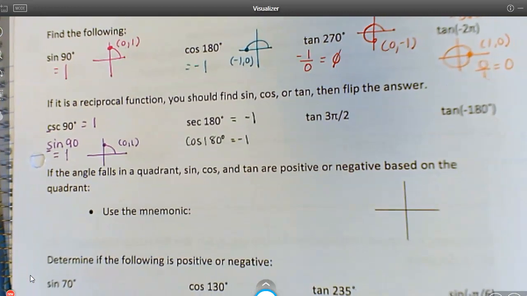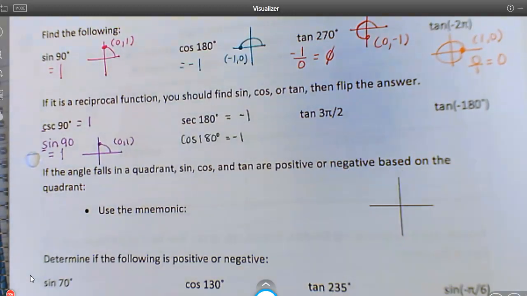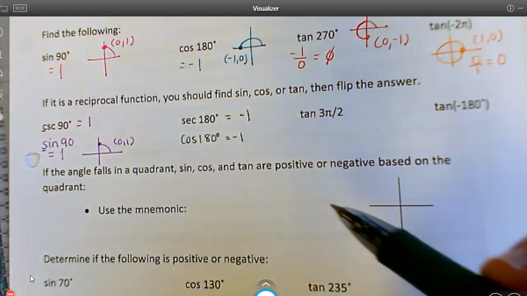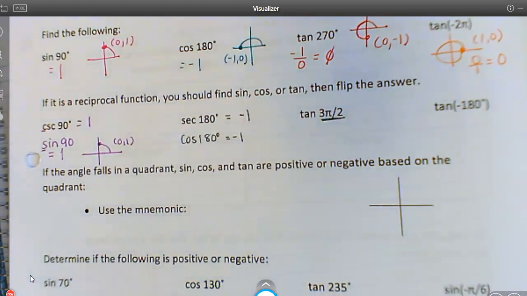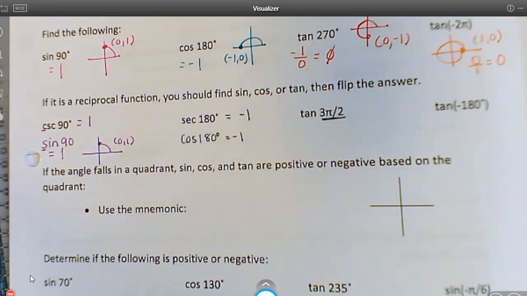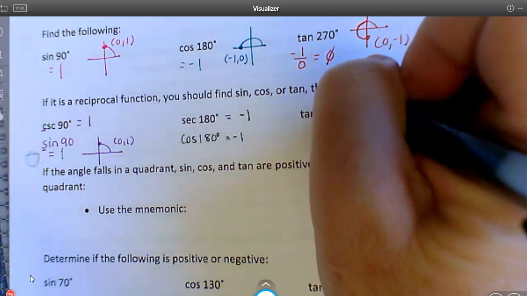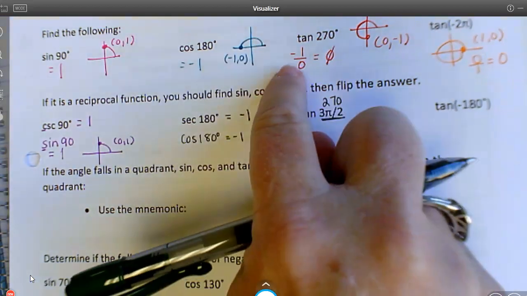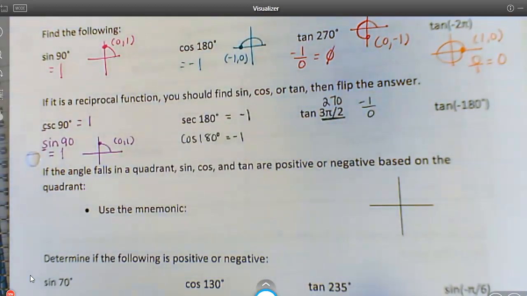Okay, the next one says tangent of 3 pi over 2. We're going to make it cotangent, just so that you can see how to do that one. But let's just talk about it first. So, tangent of 3 pi over 2. First of all, I need to know what 3 pi over 2 is. This is where you do 3 90s, which is 270 degrees. So this is the same as tangent of 270. And up above, we found out that tangent of 270 was undefined. It was negative 1 over 0.